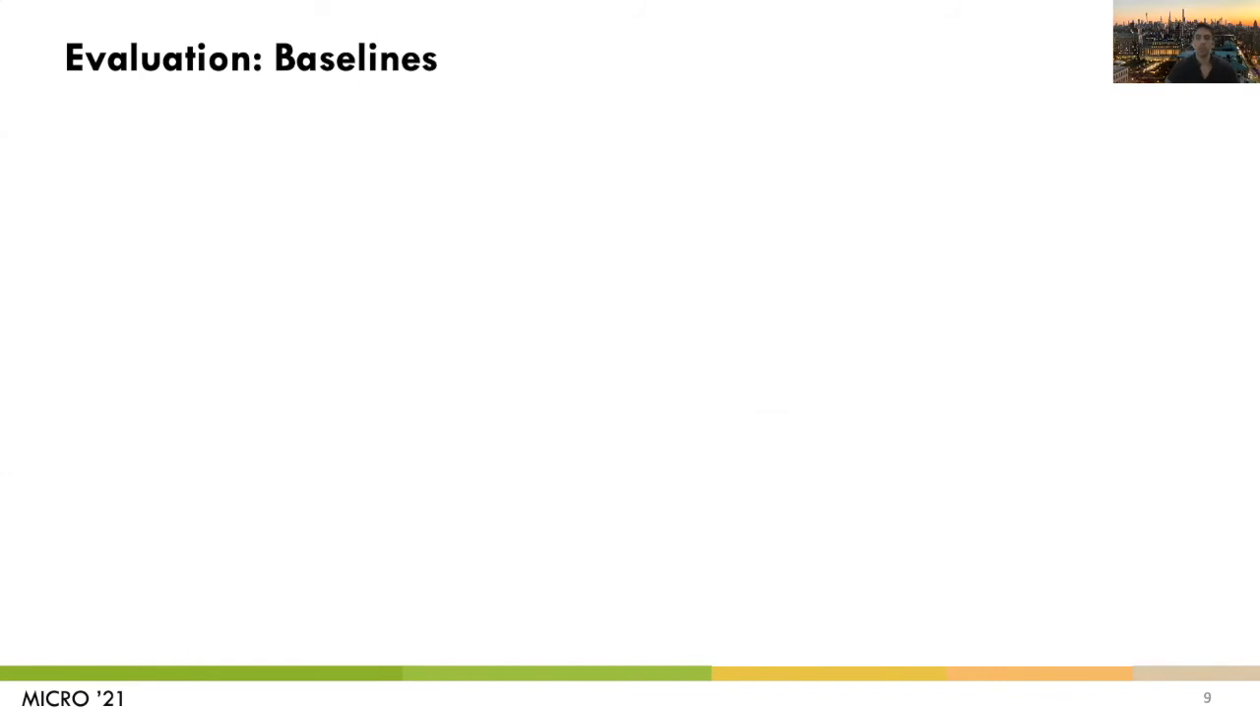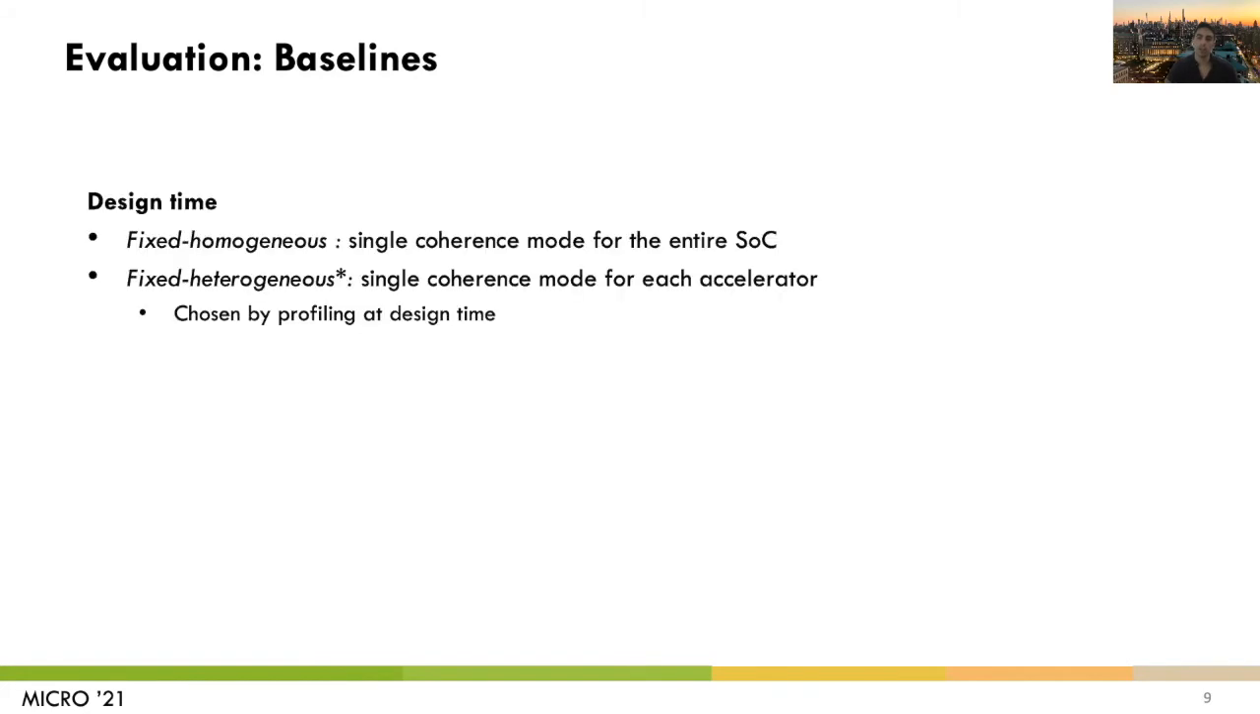We evaluate Cohmeleon in comparison to several baselines, including design time and runtime decisions. For design time, we use a fixed homogeneous decision that applies a single coherence mode to the entire SoC. The fixed heterogeneous decision applies a single coherence mode to each accelerator based on a design time profiling.